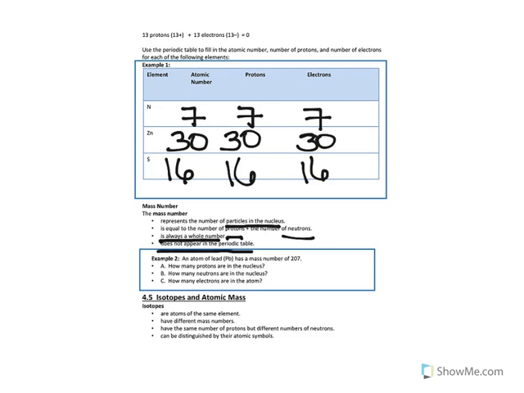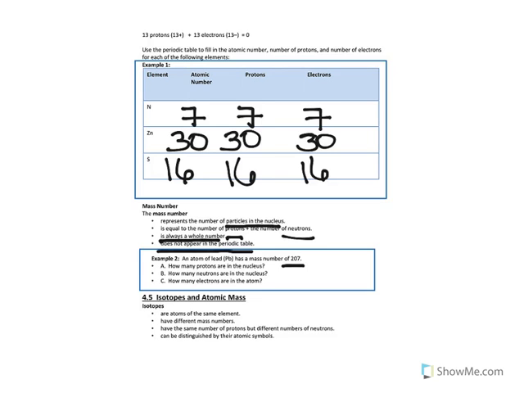Example 2. An atom of lead, Pb, has a mass number of 207. We want to know how many protons are in the nucleus, how many neutrons are in the nucleus, and how many electrons are in the atom. Well, in order to determine how many protons are in the nucleus, we need to look at our periodic table and find the atomic number of lead. So let's take a look.